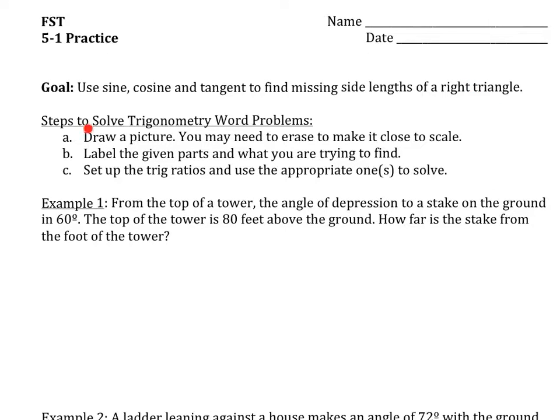So remember that when we are approaching word problems, some of the smartest things to do is to draw a picture. Remember that you might have to erase a few times in order to make it look good. We're going to label the given parts, and we're also going to label what we're trying to find. Remember, some things might remain unlabeled because it's irrelevant to the current situation. And then we're going to set up the appropriate trig ratios and then solve. So again, we might not need all of them.